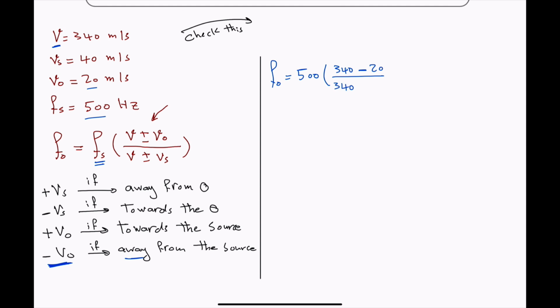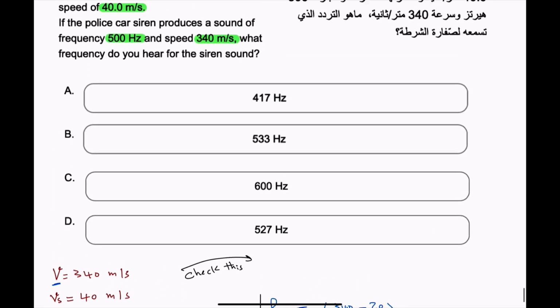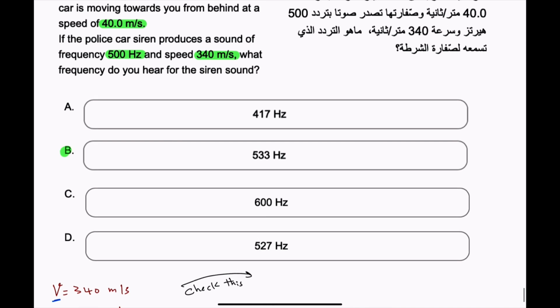If the police car is moving towards you, it will be negative as well. Minus 40. Let's calculate this. 533.3. Let's check the answers. So the answer B is the right answer. Thank you.